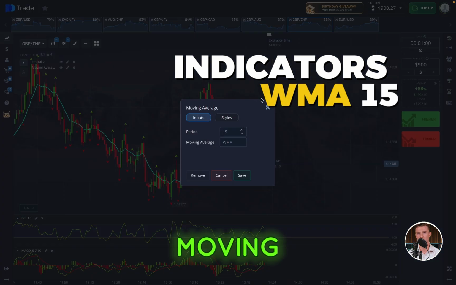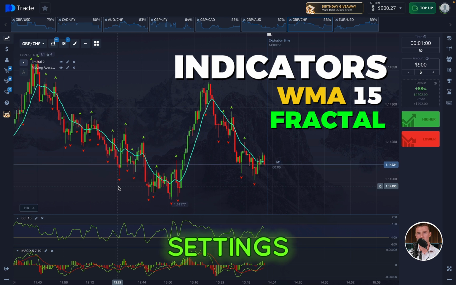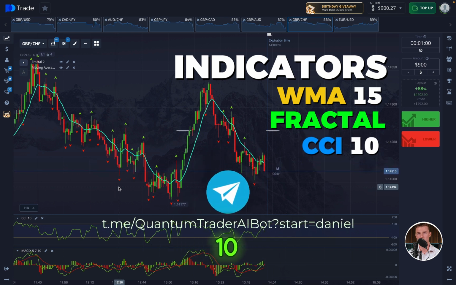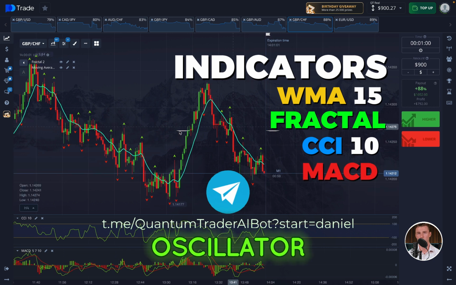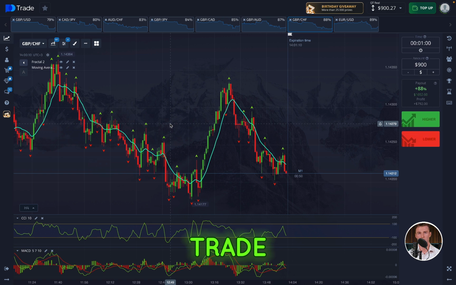This is a weighted moving average with a period of 15, a fractal with default settings, the CCI oscillator with a period of 10, and the MACD oscillator with periods of 5, 7, and 10. I think there should be no questions about trading. I will try to explain each trade in detail.